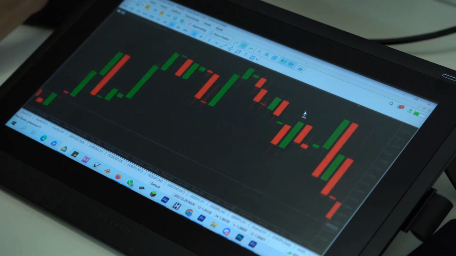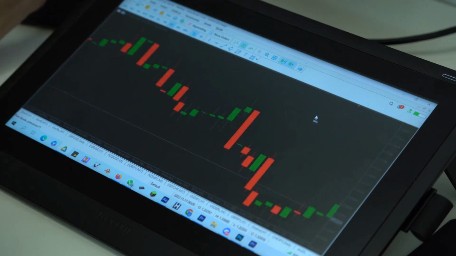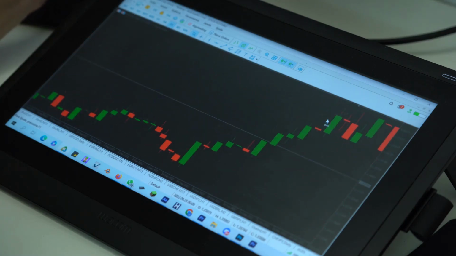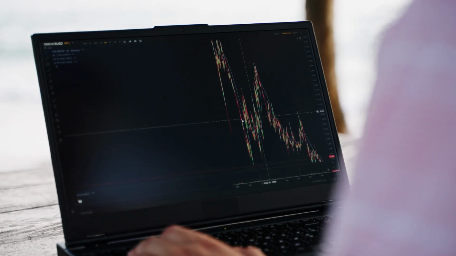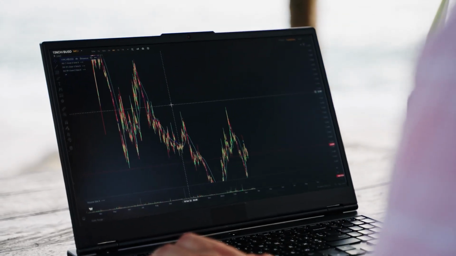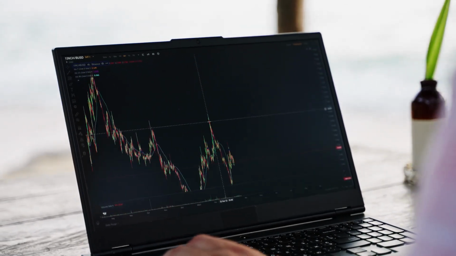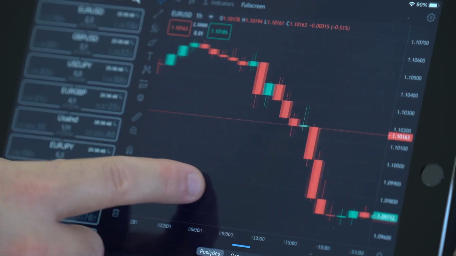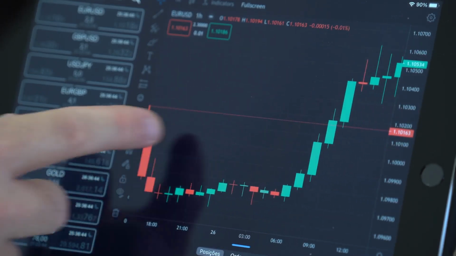Candlestick charts are a popular type of price chart used by traders to visualize price movements over a specific time frame. Each candlestick represents the price action for a given period, such as 1 minute, 1 hour, or 1 day. Candlesticks provide valuable information about the open, high, low, and close prices for the chosen time frame.